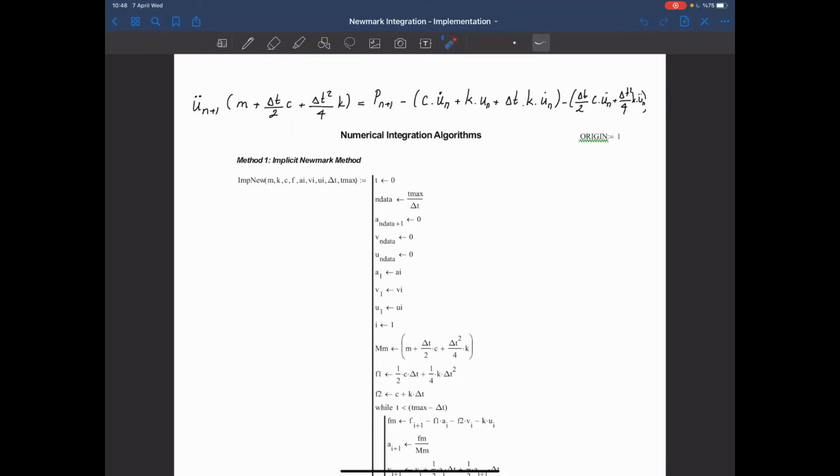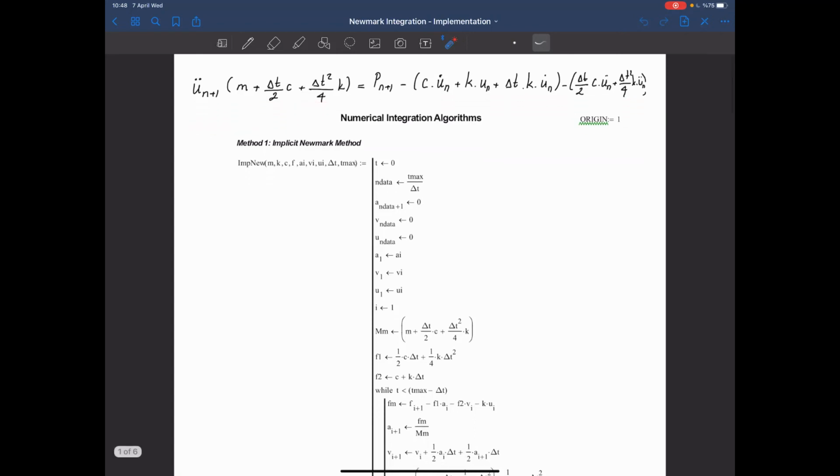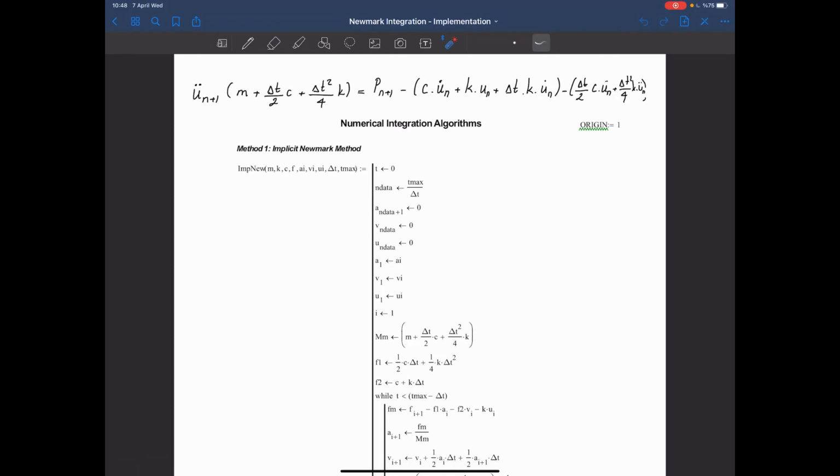Now let's take a look at the implementation of the Newmark integration algorithms. Now we'll start with the implicit Newmark method, and remember that we derived the following equation. So this part, since we are solving it for a linear case, is calculated in here. That's like a new mass matrix, which has the contribution of C and K, and this part will be the new force vector that changes with respect to time.